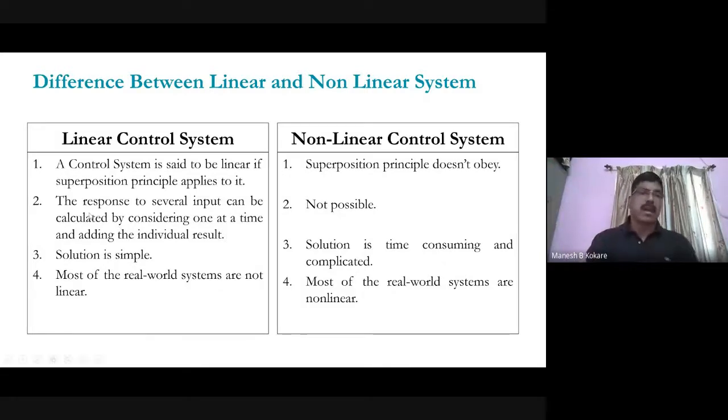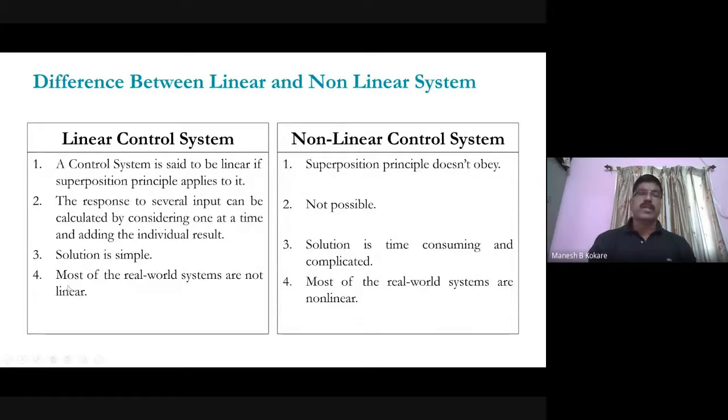So this can be calculated in a linear control system, whereas this is not possible in a nonlinear control system because it does not obey the superposition principle. The third difference is that the solution is simple in a linear control system, whereas in a nonlinear control system, the solution is time consuming and complicated. So this is the third difference between the linear and nonlinear control system.